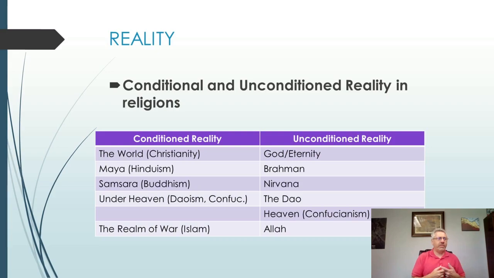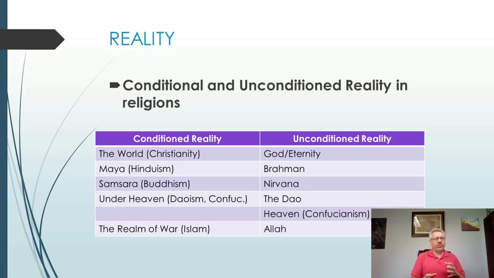For Hindus, we'll talk about this later on, the word Maya. Maya is that unreal reality that we live in right now. And for them, unconditioned reality is Brahman, the universal being that exists everywhere. For Buddhism, samsara is the conditioned reality. It's the wheel, this continual cycle that we can't break out of. For them, unconditioned reality is nirvana, the place of complete release, the place of losing yourself. The place of cessation of being is unconditioned reality.